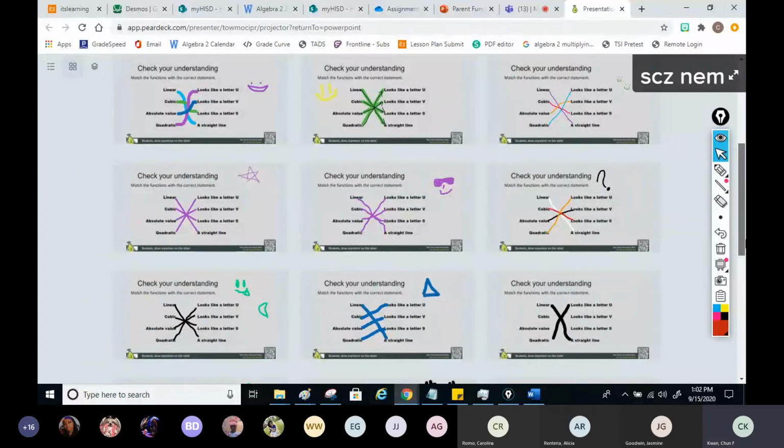Blue triangle, look at cubic and quadratic again. Which one looks like a U and which one looks like an S?